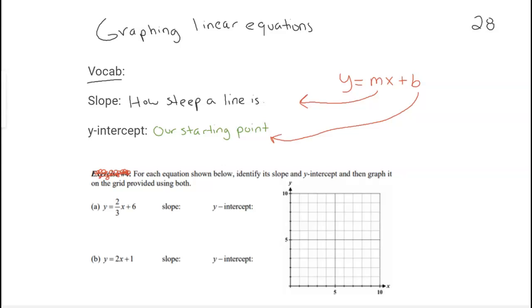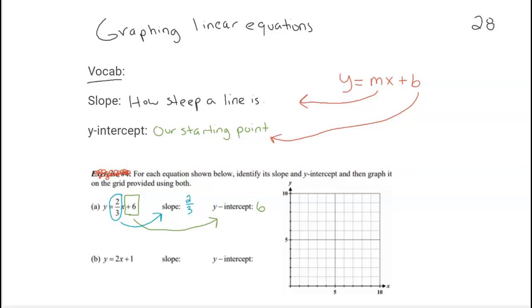So we have y equals 2 over 3x plus 6. From our video from last week, we know that our slope here is our number before the x. So we know our slope is 2 over 3. And then what we're going to do here is we're going to be able to figure out what our y-intercept is. In this case, it's going to be 6.